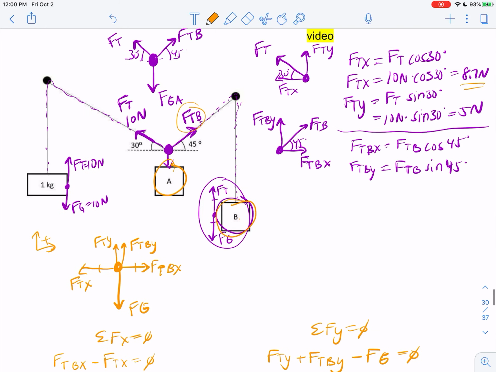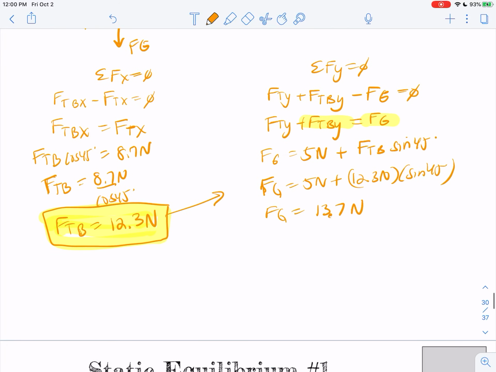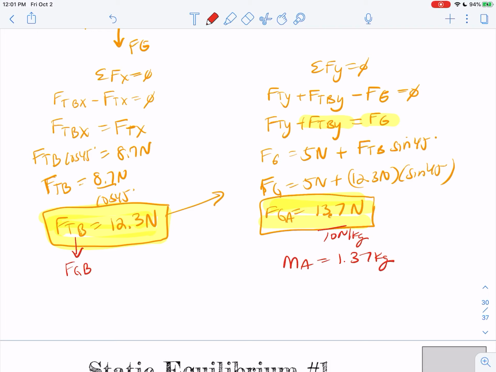And what did it ask for? The masses A and B. So this is A, so here's the weights, but they're actually asking for the masses. So if I'm going to do that, I'm going to have to divide by my 10 newtons per kilogram. So the mass of A, 1.37 kilograms. And remember, that's the same as FG, divided by 10. So the mass of B is going to be 1.23 kilograms.